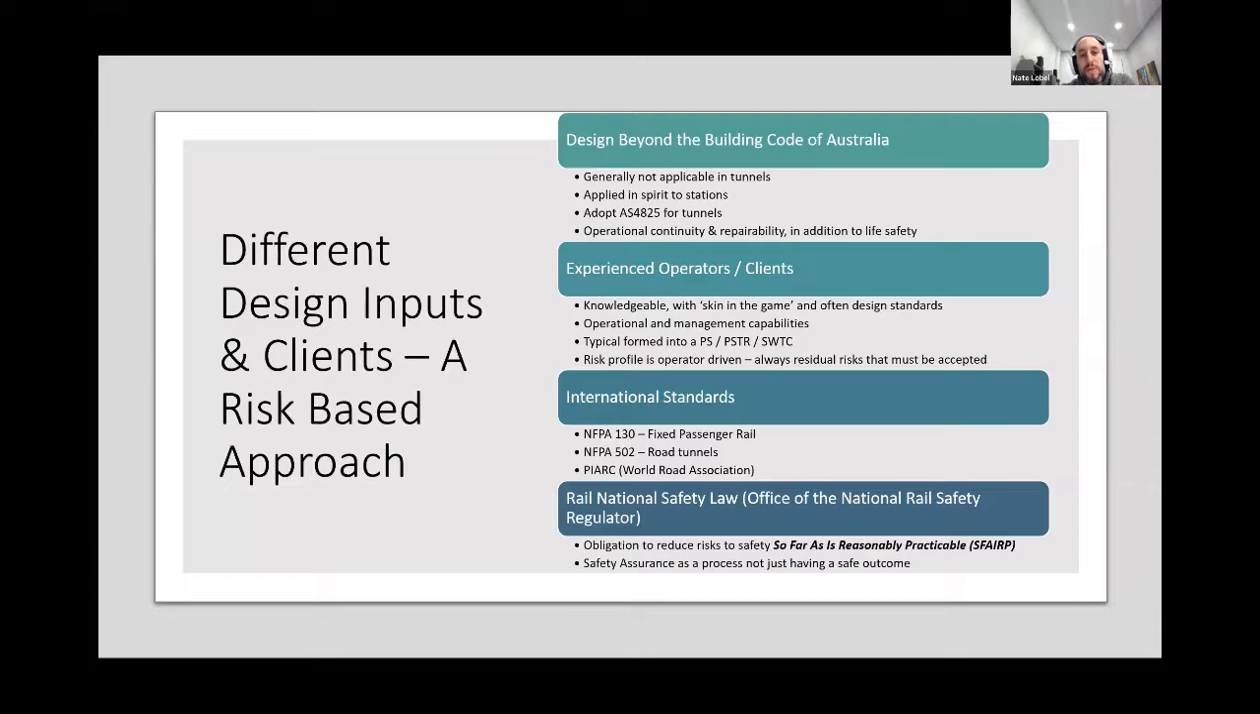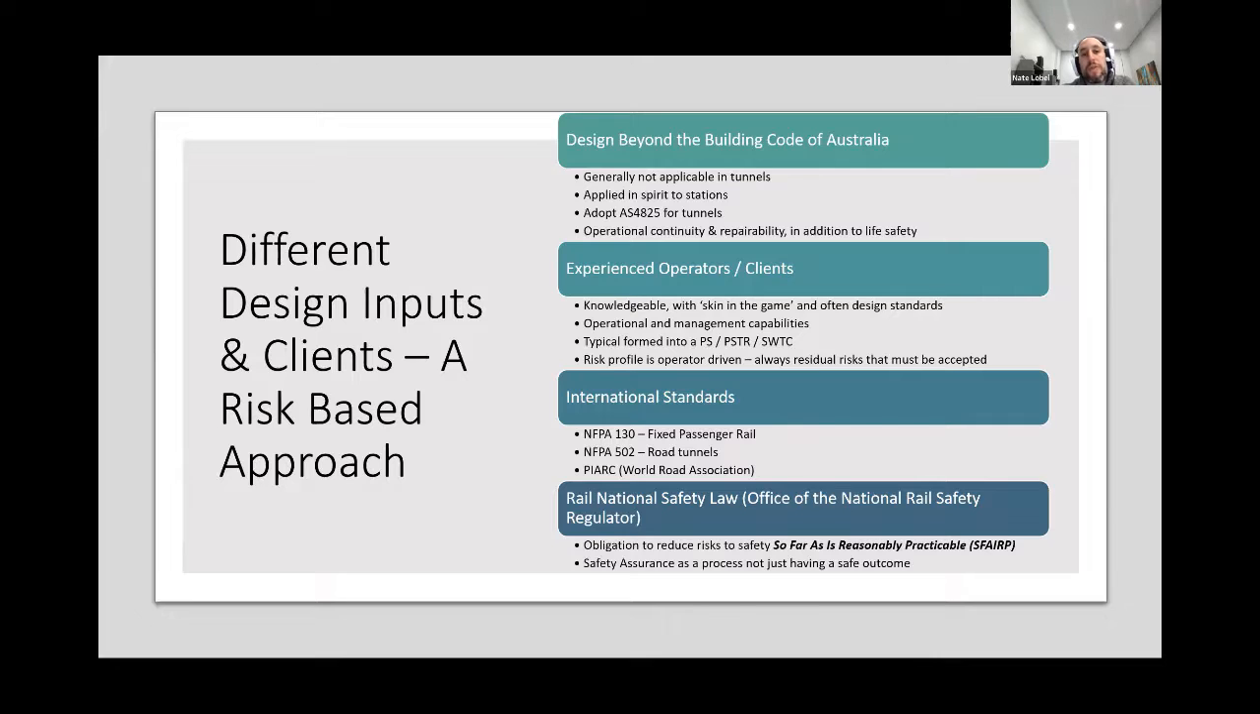On infrastructure, we also deal with very different design inputs and different clients. So most of the clients in the built environment don't know much about building a building. They might be in a whole different industry. They just want an office for their workers, or they might be selling goods or operating a restaurant. They know how to do that, but they don't know much about buildings.